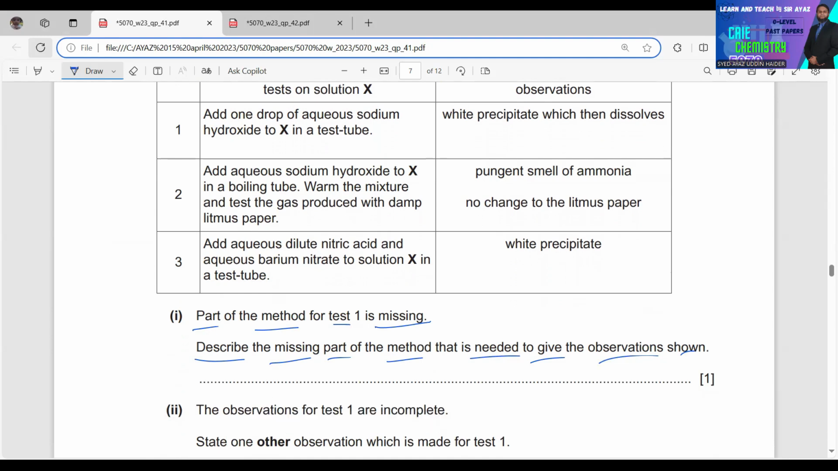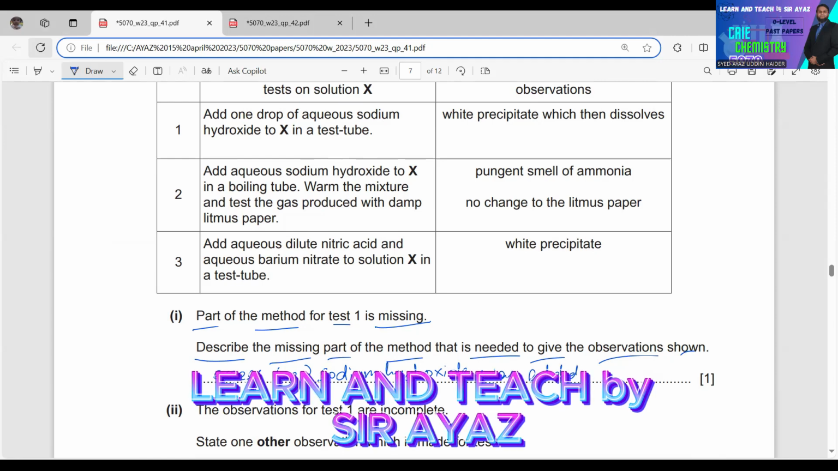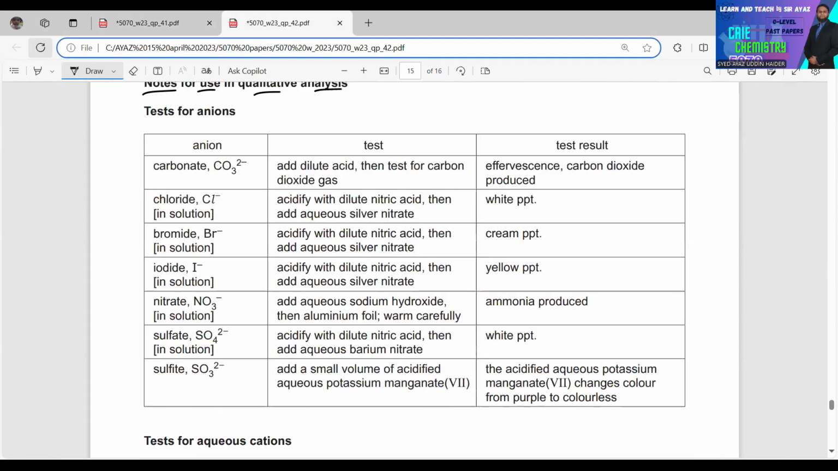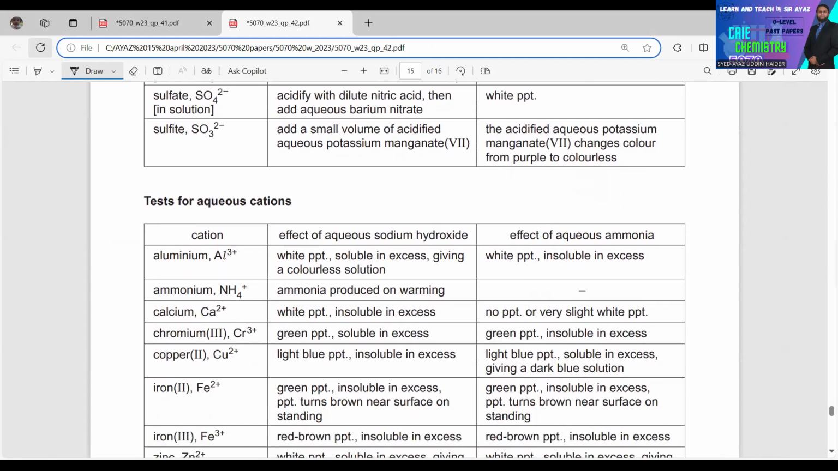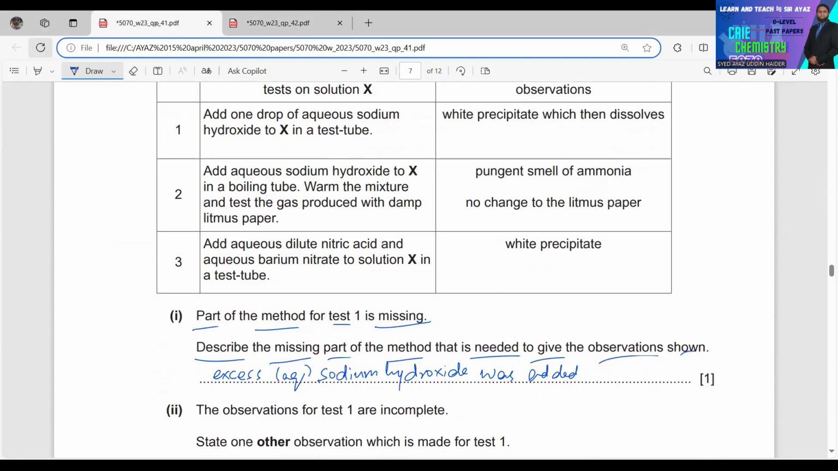You have to write: excess aqueous sodium hydroxide was added. This is a test for the cation, so you can see here also excess. Everywhere it's written excess sodium hydroxide, so you have to write excess sodium hydroxide here.